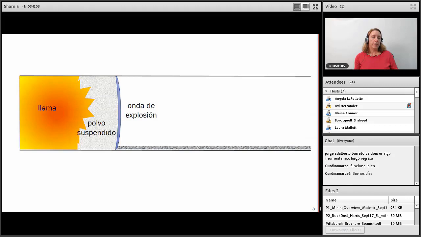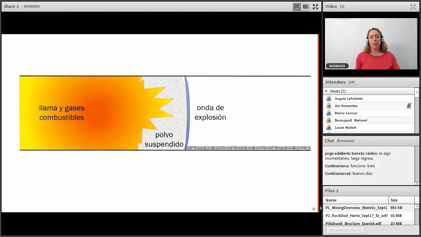The flame from this ignition then ignites the suspended dust. This, in turn, creates another shock wave, which entrains more dust. And this process can keep repeating, thus propagating an explosion.